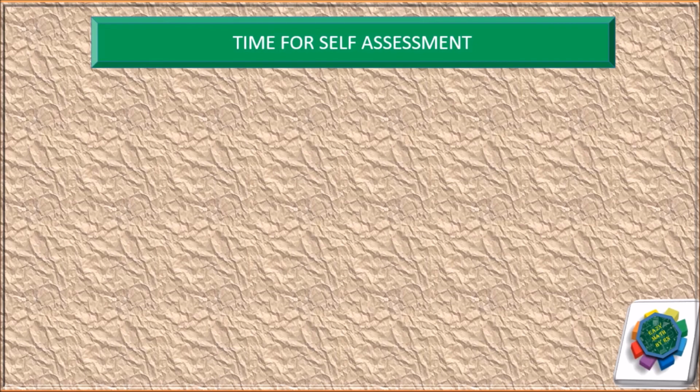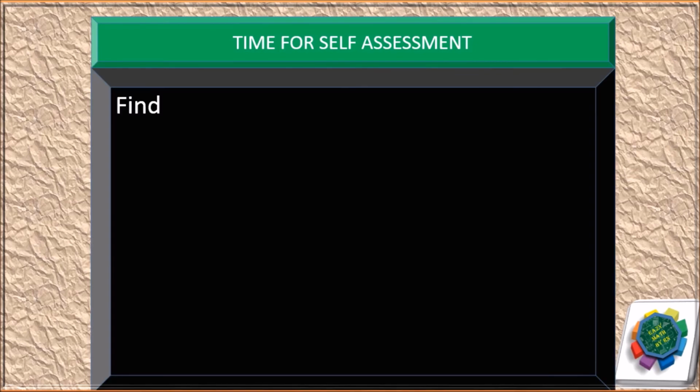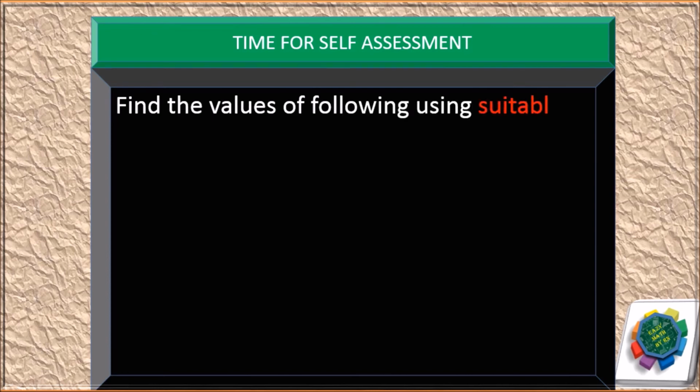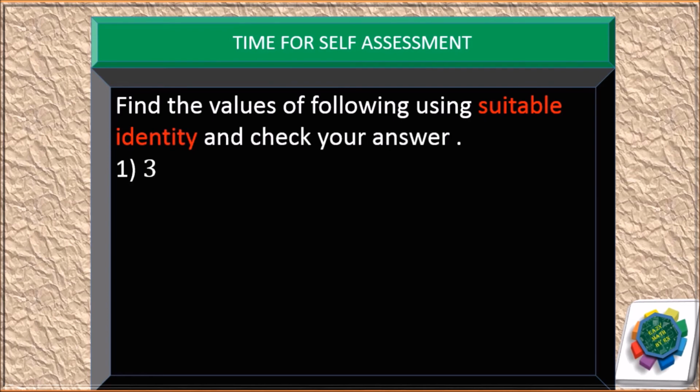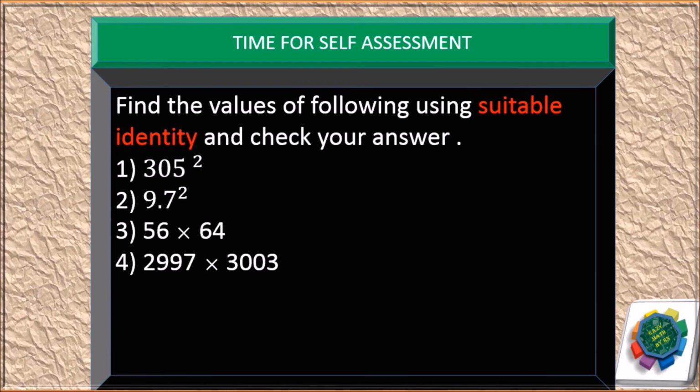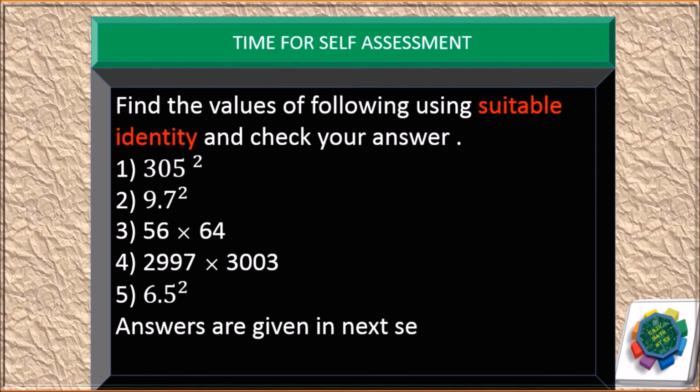So it's time for self-evaluation. You may take a pen and paper and note down the following questions. So you will see a mixture of these three identities. Your task is to identify the correct identity which is most suitable to that situation and then find the square or the product as is the case. So you may pause this video here, solve and then check your answer.